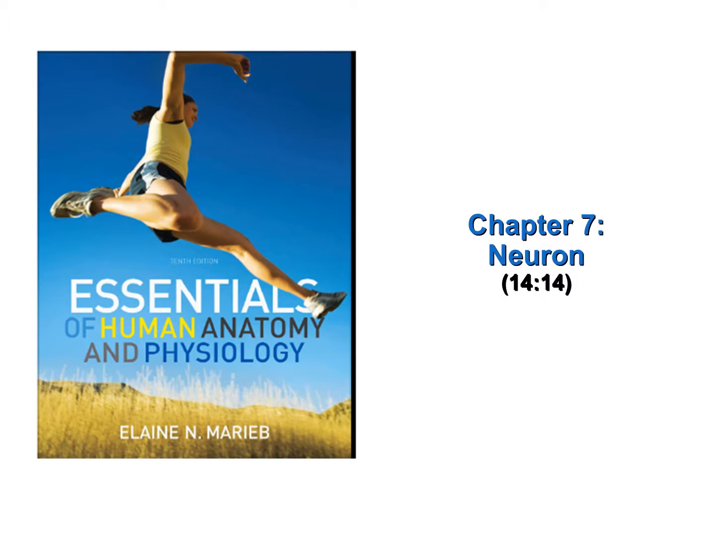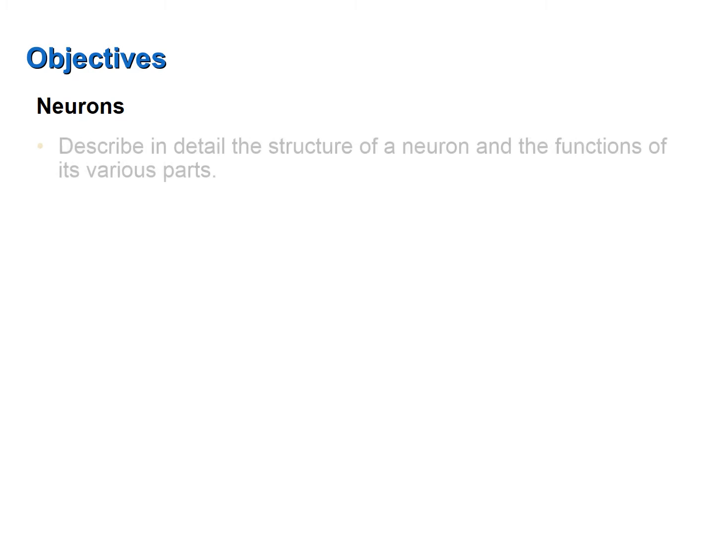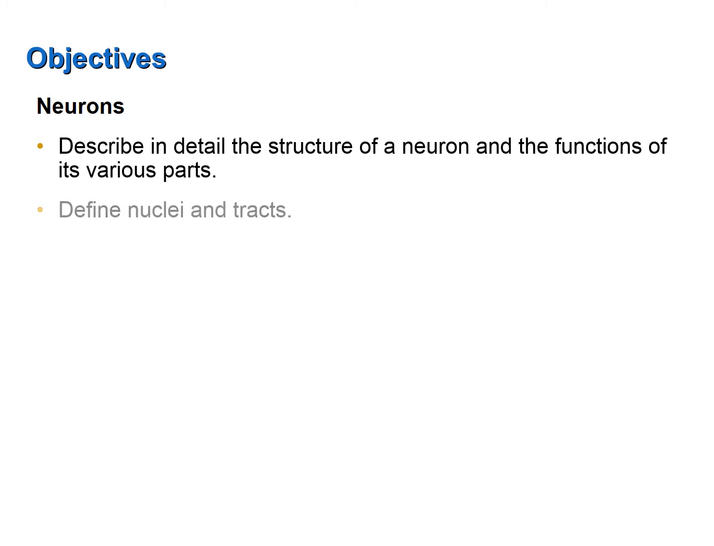This screencast discusses the neuron, which may be found in Chapter 7 of your textbook. This screencast was designed to help you achieve the following objectives. Describe in detail the structure of a neuron and the functions of its various parts.